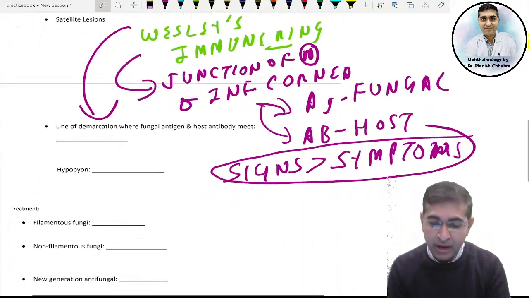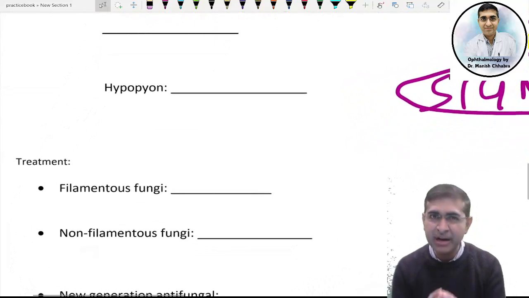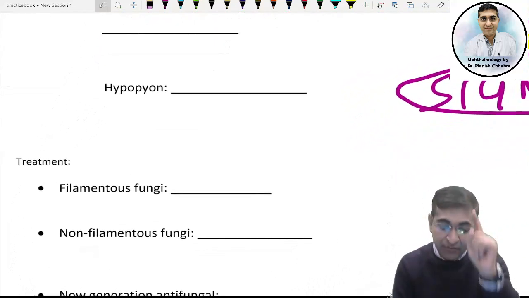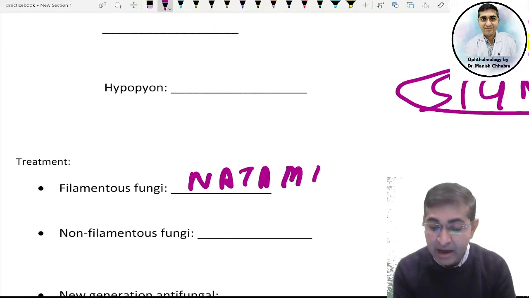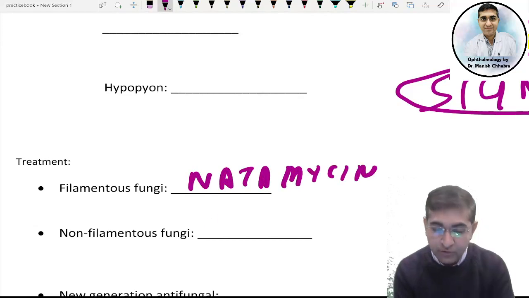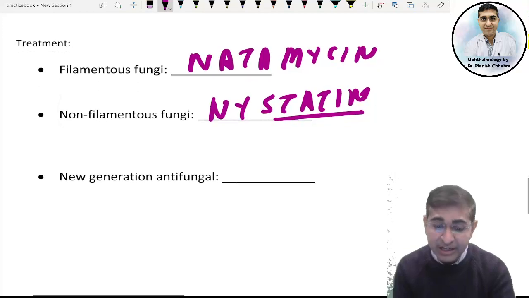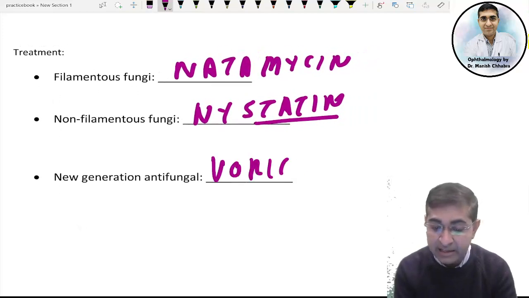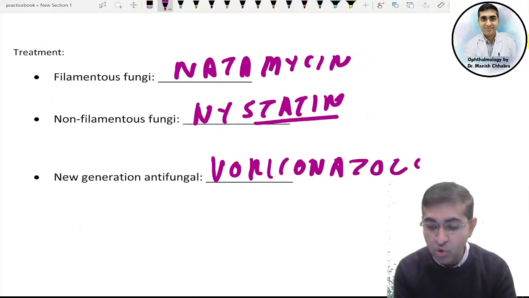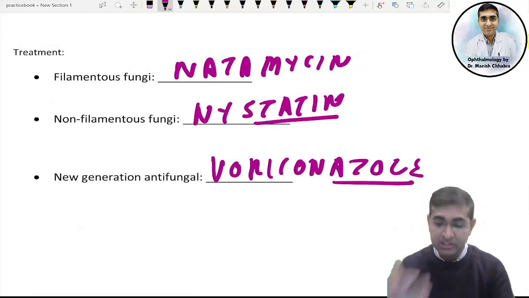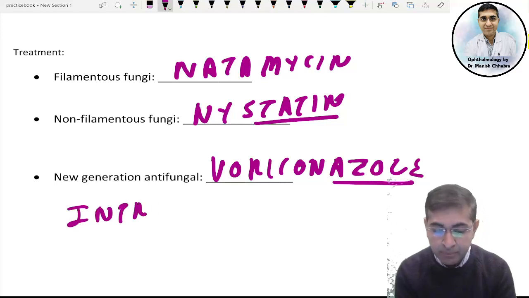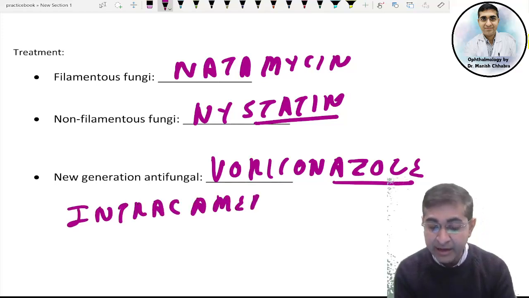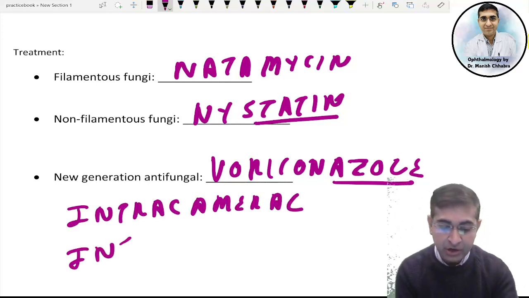Okay, now having done this, what will be the treatment? So this is also your PYQ. If I am talking of filamentous fungi, the drug of choice is natamycin. If I am talking of non-filamentous fungi, it is nystatin, but there are new generation antifungals which are available, that is voriconazole. But if the disease is not controlled, you can even go for intracameral antifungal or intrastromal antifungal.